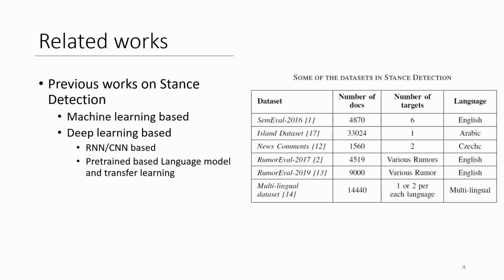With the emergence of deep learning-based methods like RNN, CNN, and attention modules, these modules are widely used recently. And recently, with the introduction of pre-trained language models and transfer learning methods, stance detection faced substantial improvements. These methods use representations learned from huge corpora in downstream tasks.